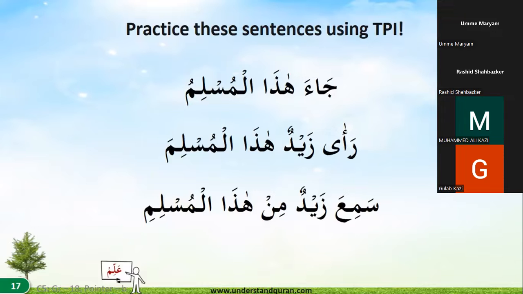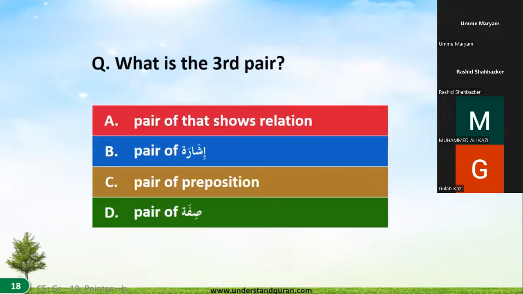Right? We will not say "this this Muslim came." Ra'a Zaidun hazal muslima, Zaid saw this Muslim. So Zaid saw what? This Muslim. So hazal muslima. Sami'a Zaidun min hazal muslimi, Zaid heard from this Muslim. Right? So this is just an isma ishara that is added in between, and that makes it specific, and that's why it will be followed by al only.